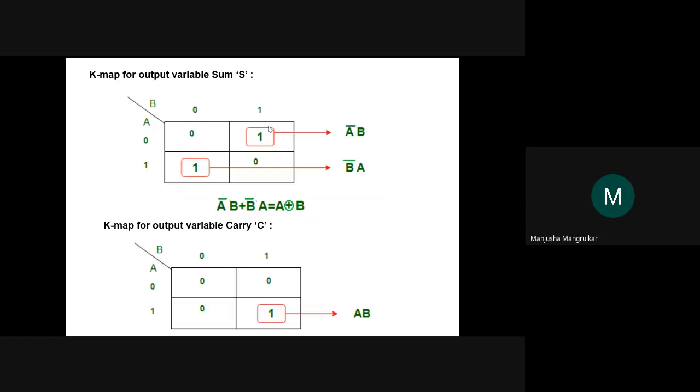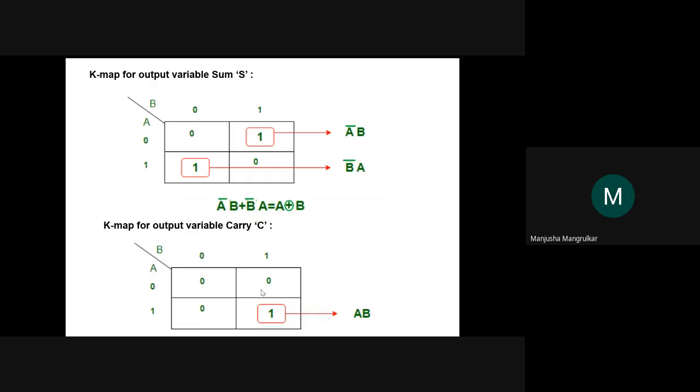Now, what is the sum of this? It is A complement B, and A B complement. So the expression is A complement B plus B complement A. So it will be A XOR B, right? So, this is my sum, A XOR B. Now, what is the carry?